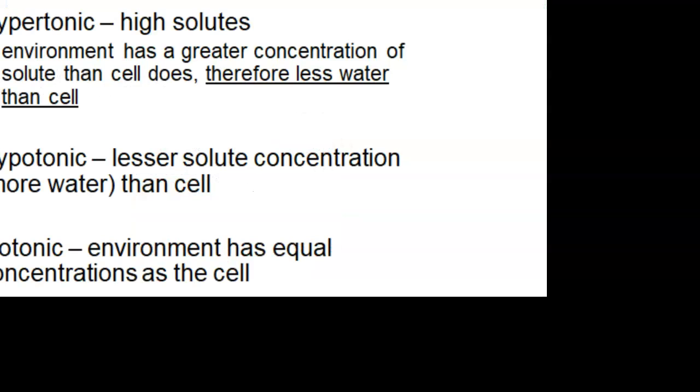So to review, the environment of a cell can be hypertonic, where the environment has higher solutes than the cell, and as a result it has less water, so cells will always lose water in a hypertonic solution. In a hypotonic solution that has a lesser solute concentration than the cell, which means it has more water than the cell, water will always move into the cell. And isotonic means same, so there's an equal concentration as the cell.